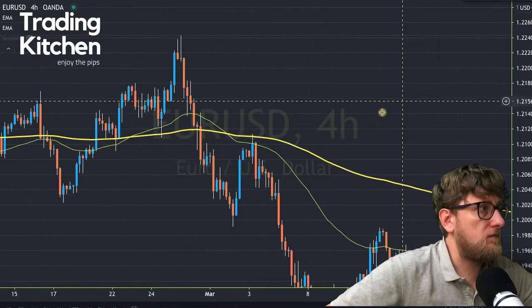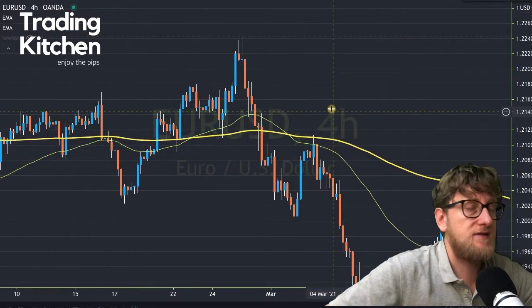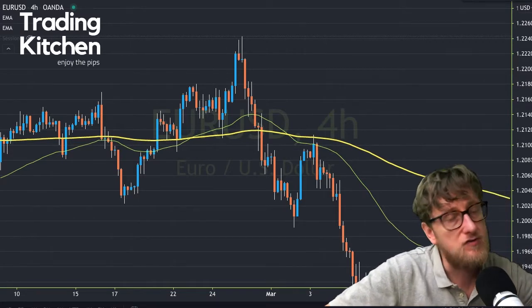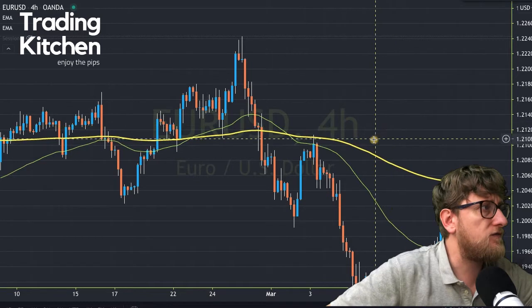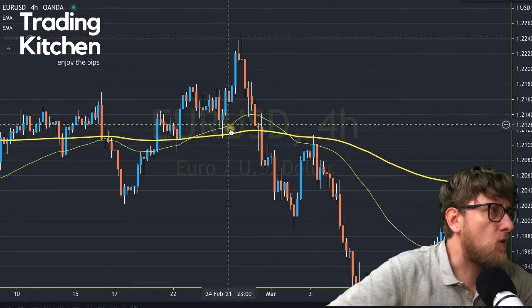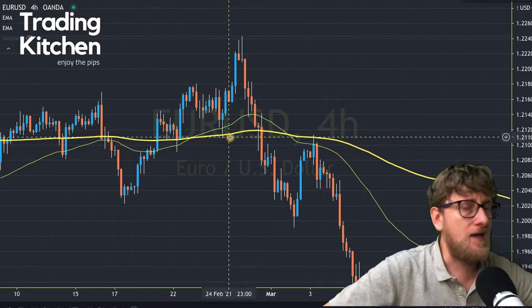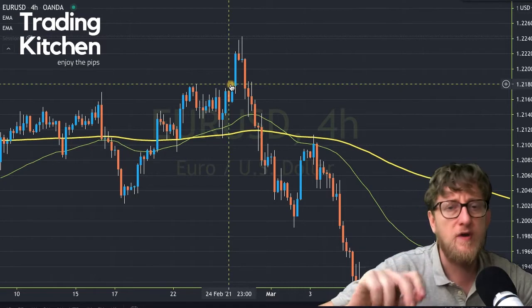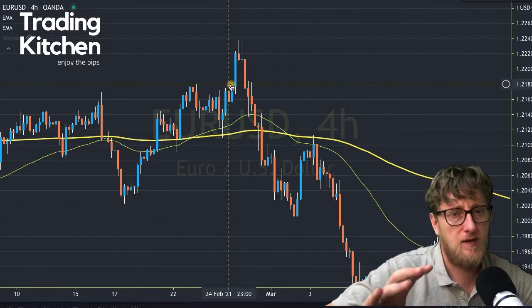To be more precise, looking for a dominance, the previous dominance. So we have to wonder which is the impulse, the zone from which a previous impulse had started.